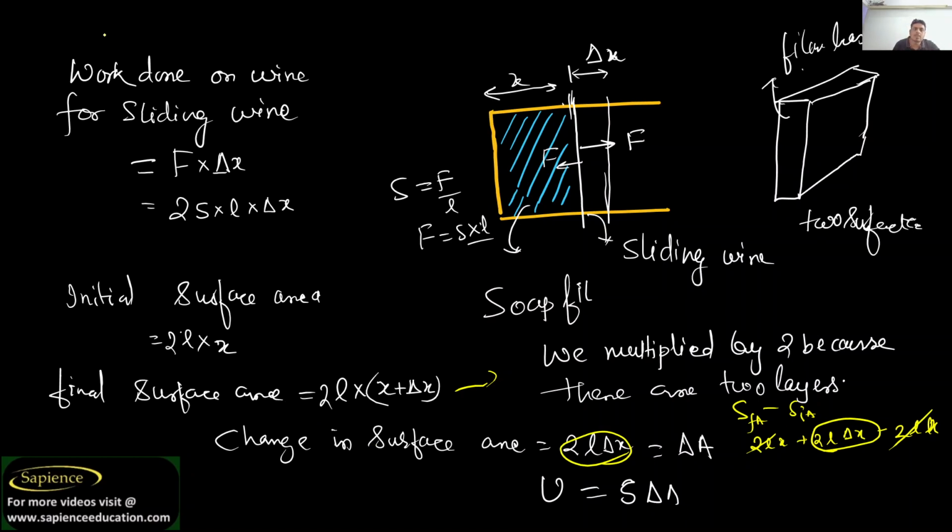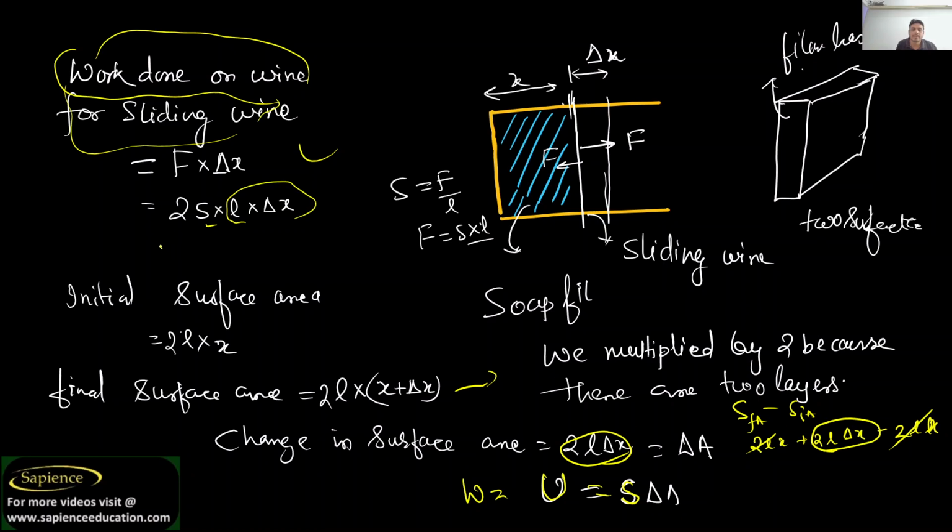And if you are talking about the energy, whatever work is done, that work is your stored energy. That work is the surface tension energy. So can we write that work done is equal to energy, and this is equal to S, that is surface tension, into 2L into del x. And this 2L del x is your change in area. So finally, energy can be written as surface tension into change in area.